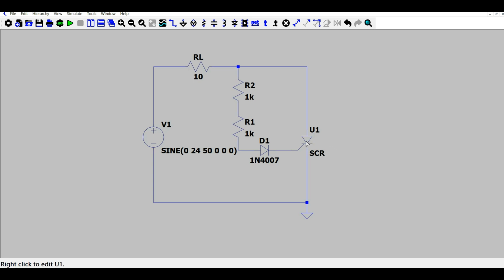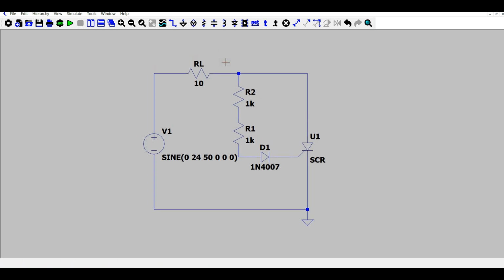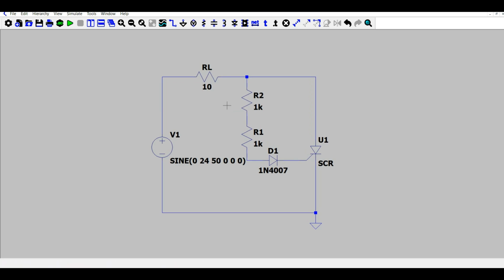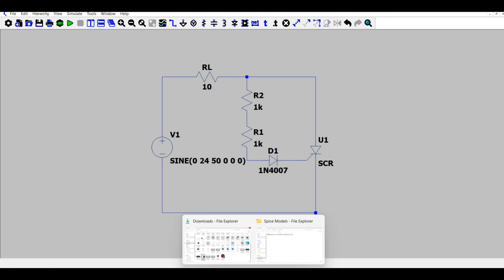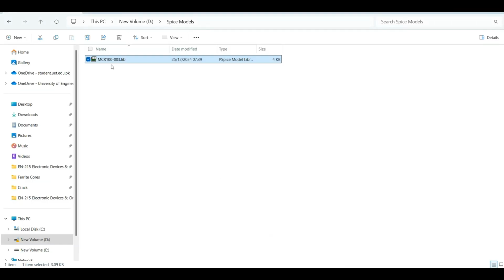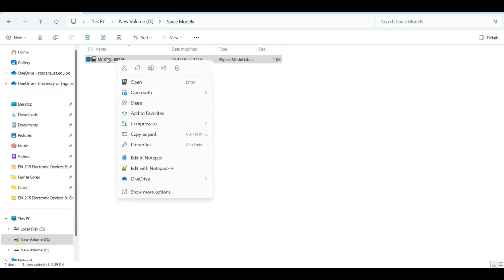So for this SCR, we need a spice model, as there is no default spice model available in the LTSpice library. So we will include it separately. So let me go to the spice model. So this is our spice model for the MCR 100-003, that is the SCR with a reverse voltage of 100 volts.